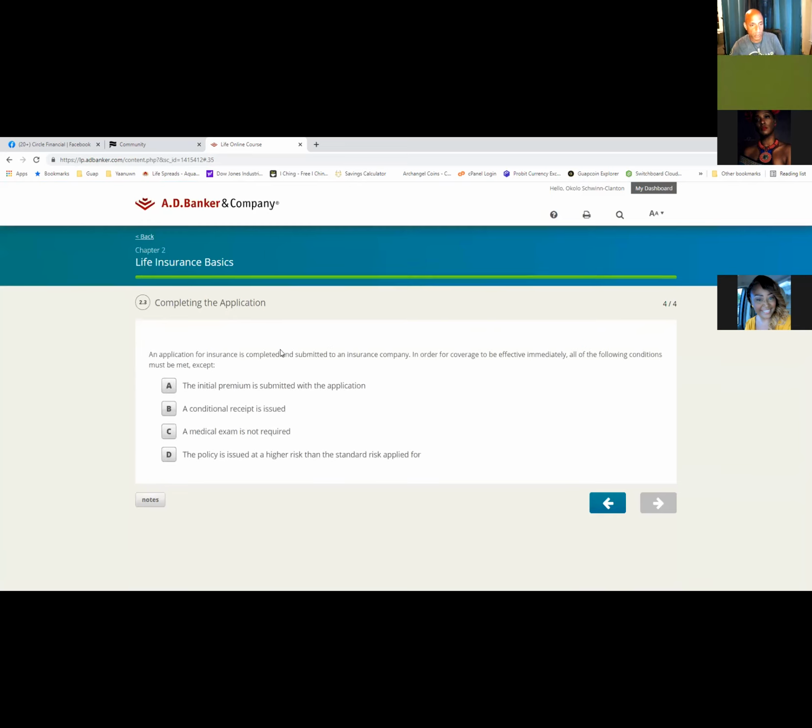An application for insurance is completed and submitted to an insurance company. In order for coverage to be effective immediately, all of the following conditions must be met, except: the initial premium is submitted with the application; a conditional receipt is issued; a medical exam is not required; the policy is issued at a higher risk than the standard risk applied for. So now we have to be aware that this said except.